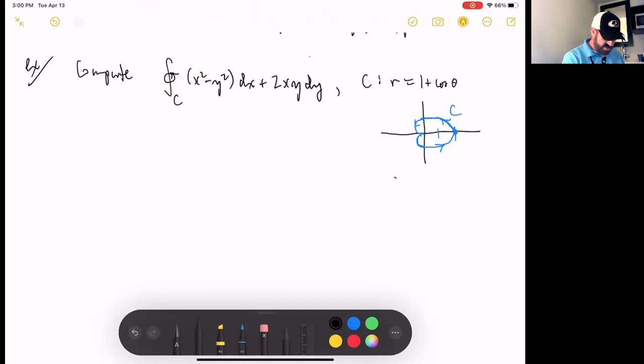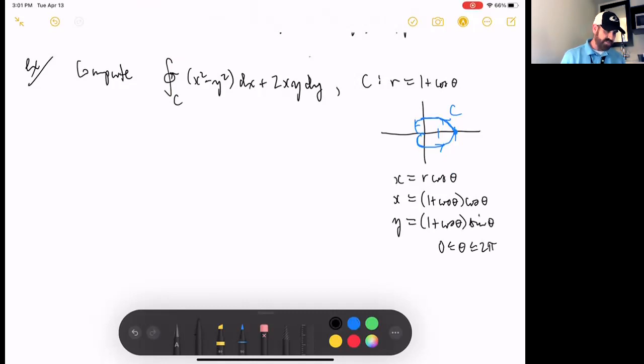So let's think about this. Well, it's going to be x equal to r cosine of theta. So it's r cosine of theta. And in this particular case, what's r? Well, r is 1 plus cosine of theta. And then it's cosine of theta. So there's x. And then similarly, y is equal to r sine of theta. So this would be 1 plus cosine of theta. That's what r is. Sine of theta. And theta is going between 0 and 2 pi. All right?